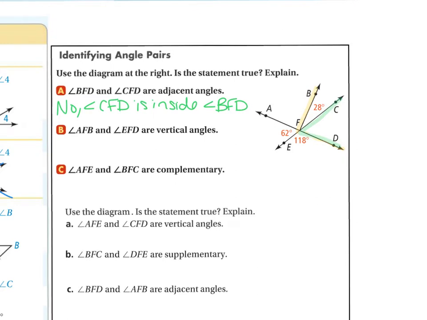Okay, the next one, we have AFB. So AFB would be right here. Are AFB and CFD vertical angles? No, they're not, because remember, a vertical angle is when two lines cross, or two straight angles. So no, you could say this a few different ways. No, because there isn't a straight line through BFE, or no, they aren't opposite rays. They don't have opposite rays, that's what I'll say.